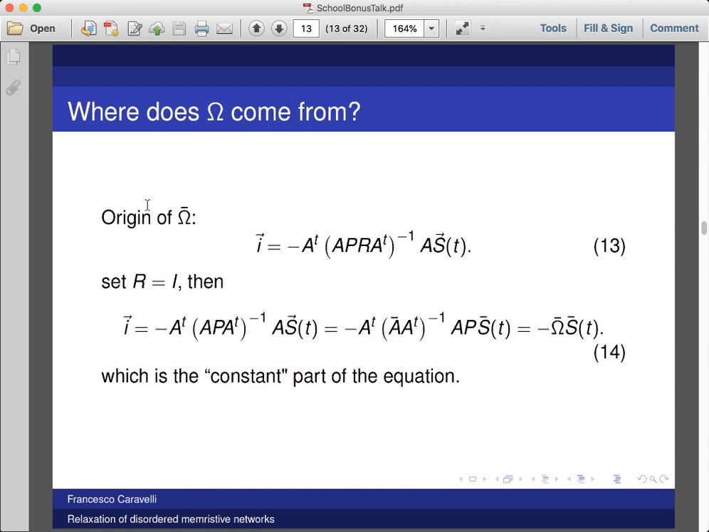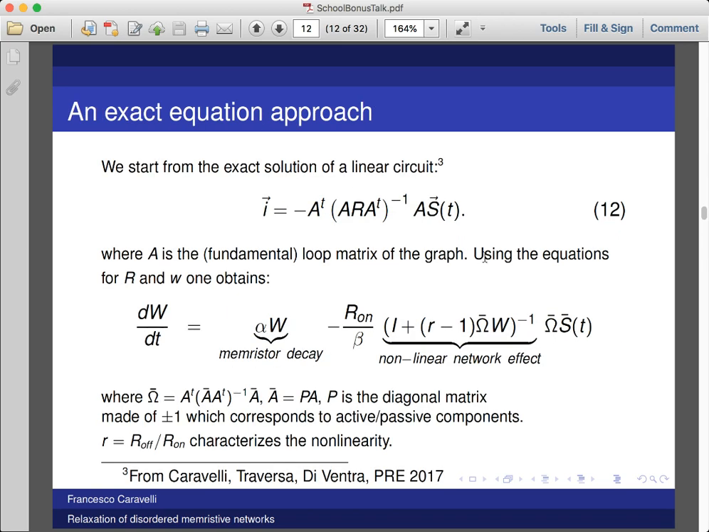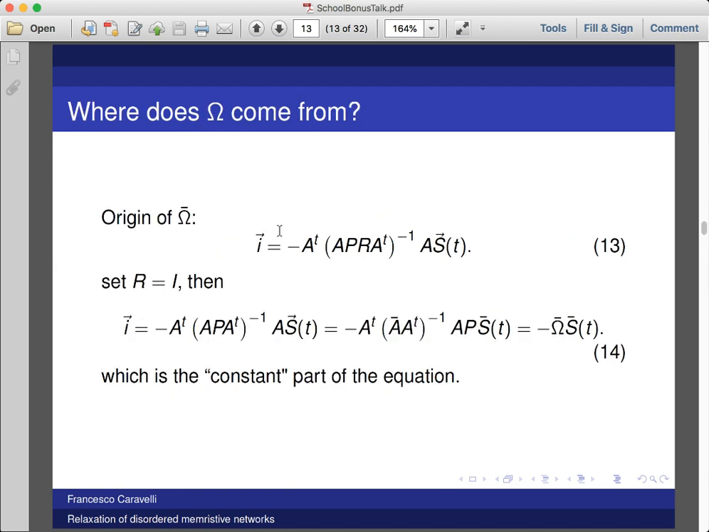And the origin of omega, you can see it in this form. Take the equation we started from in the previous slide. R in this equation is the diagonal matrix with the resistances. If you set all the resistances to 1, you can see that the solution of the currents to an applied voltage is like the last equation in equation 14, the rightmost equation, and basically omega comes from setting the resistance to 1 here, and you see from there the definition of the projector operator given the cycle matrix of the graph.